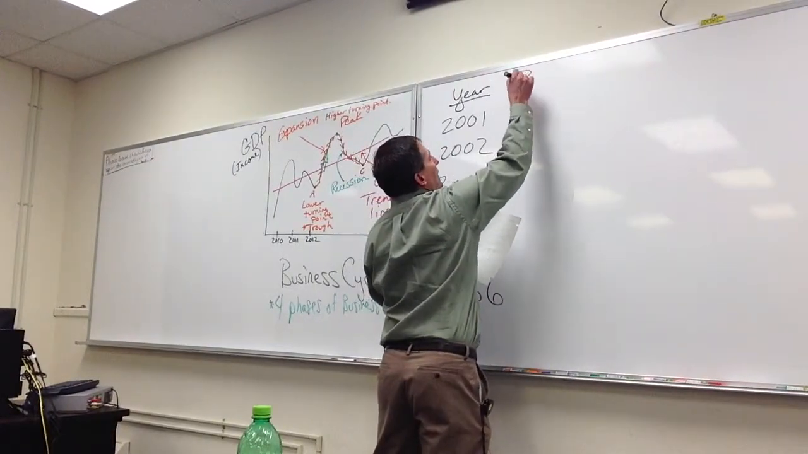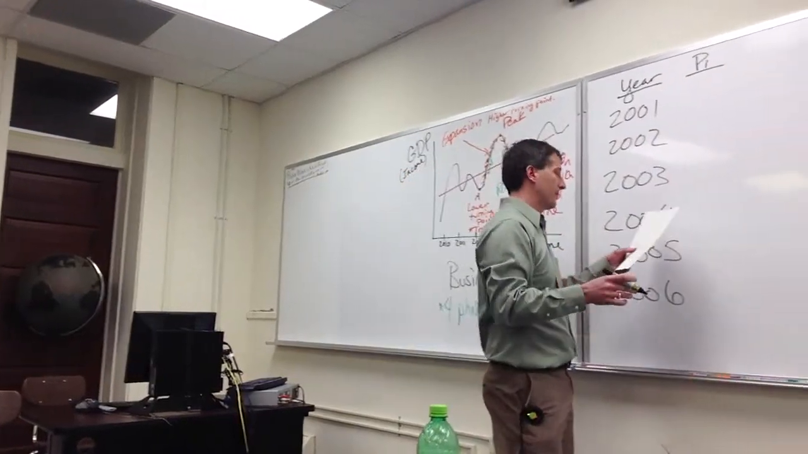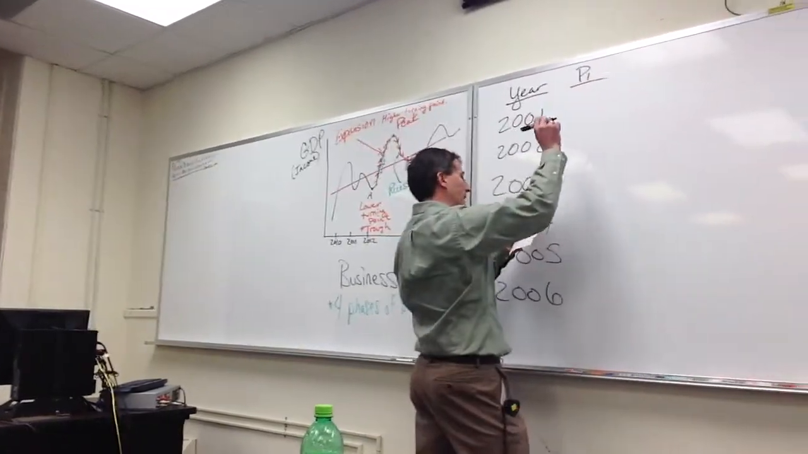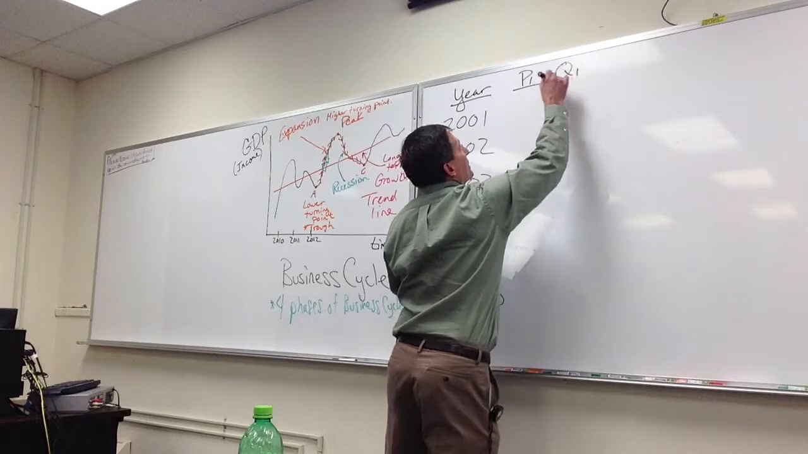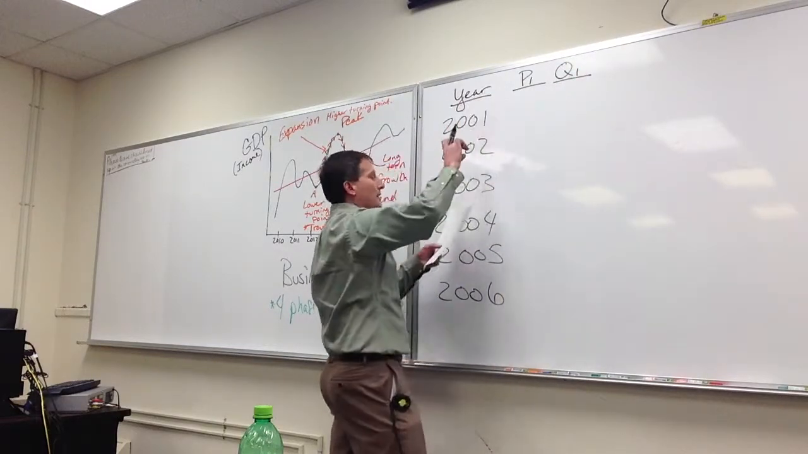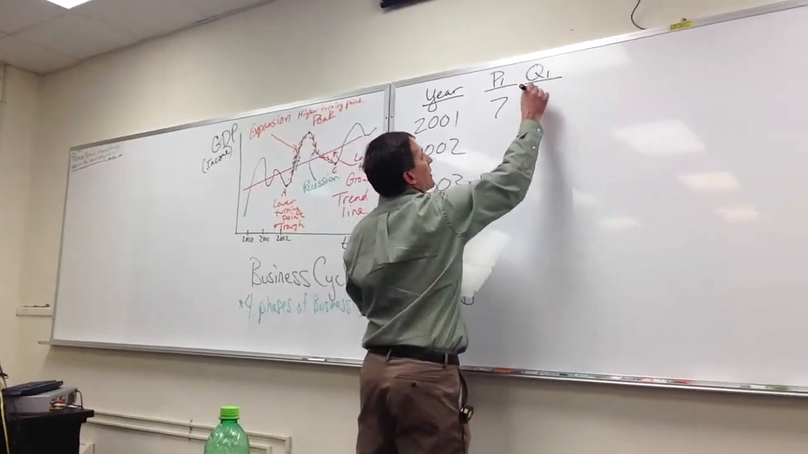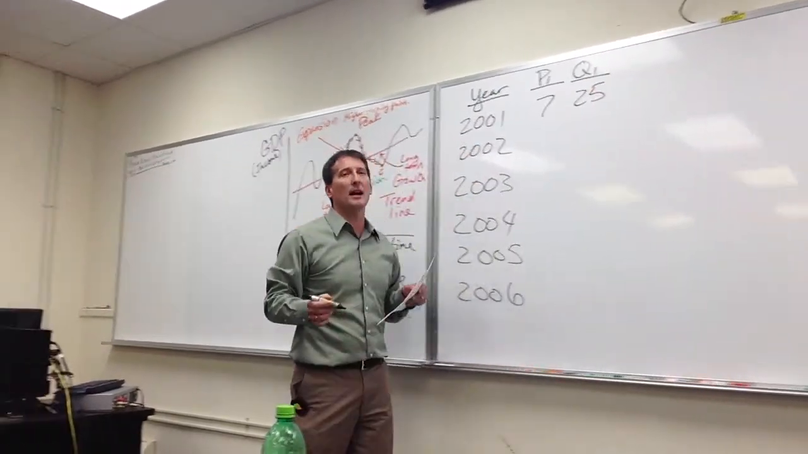So we have the price of good 1. We're going to just say that there's 2 types of goods in our economy. Good 1, and then we're going to have good 2. And so in 2001, the price of good 1 was $7, and the quantity was 25.